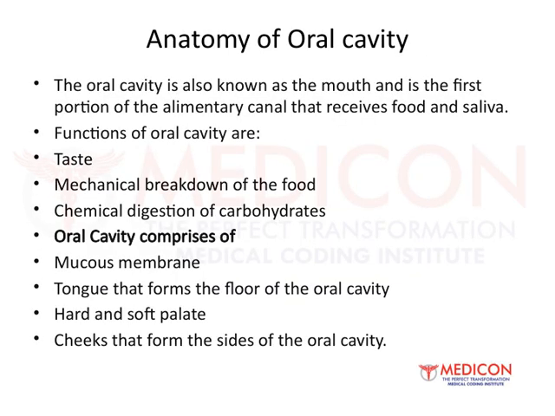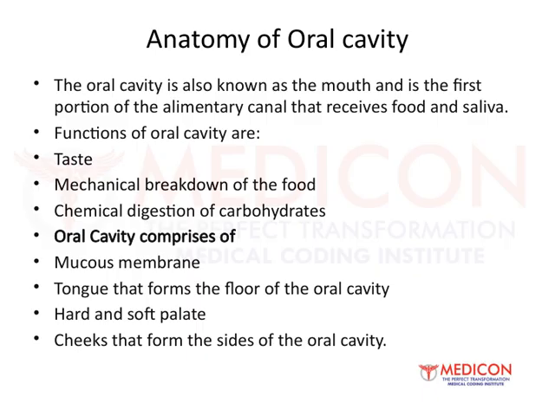Let's take a closer look at the anatomy of the oral cavity, also known as the mouth. It's the very first part of the alimentary canal that encounters food and saliva, playing a crucial role in the beginning stages of digestion. The oral cavity isn't just a simple opening. It has several important functions. For example, it's where we perceive taste, which is essential for enjoying food and also for triggering digestive processes. It also handles the mechanical breakdown of food. Think of chewing as the first step in preparing food for digestion. Additionally, the oral cavity begins the chemical digestion of carbohydrates, thanks to enzymes present in saliva.